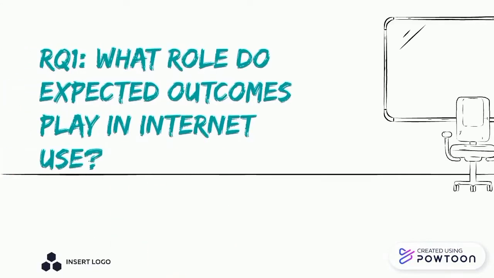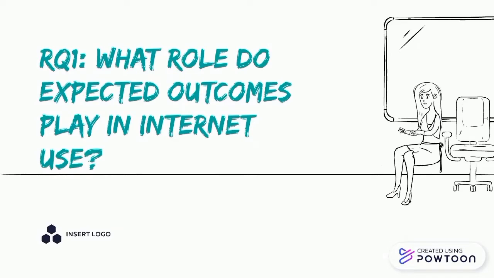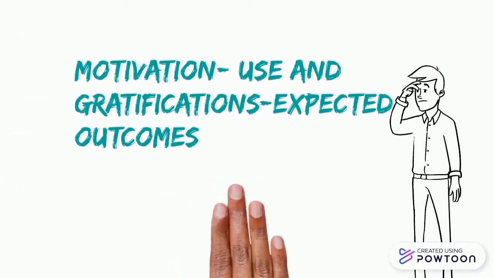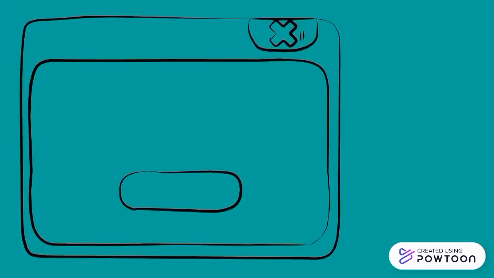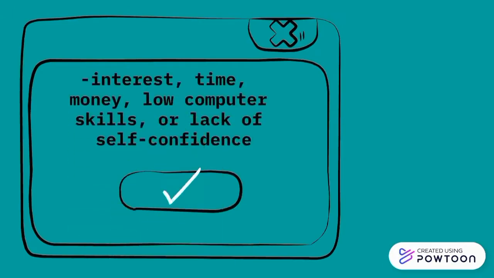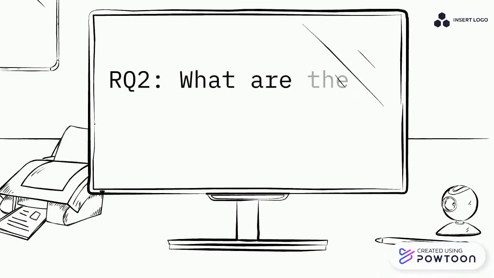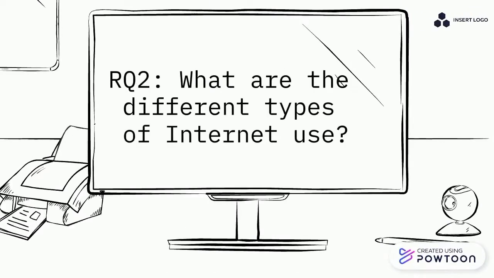The first research question is: what role do expected outcomes play in internet use? Motivation has been conceptualized as gratification and also expected outcomes, depending on the theory. Factors such as lack of interest, time, or money, etc., can affect and shape the existence and motivations to use ICTs.